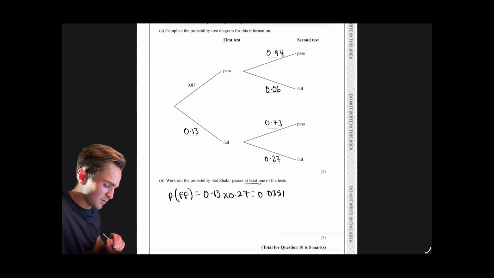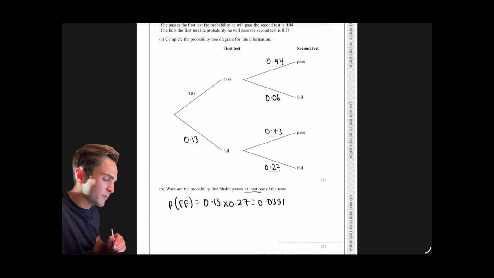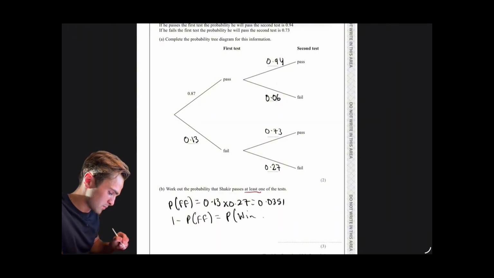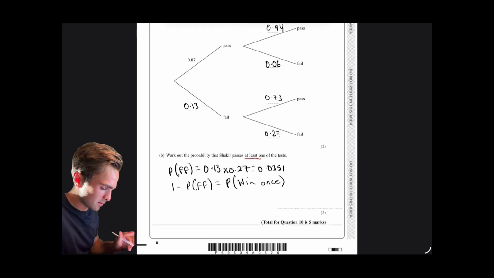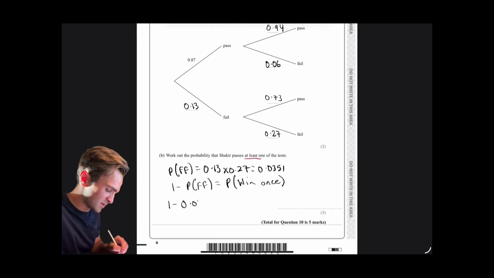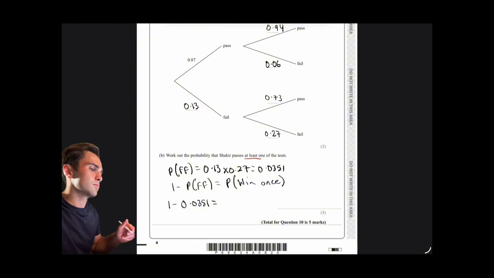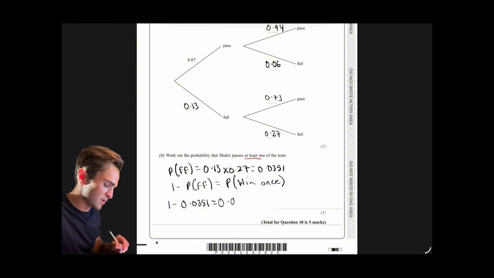So the probability that he passes at least one is 1 minus the probability of failing both. So 1 minus 0.0351 equals 0.9649. So the final answer, 0.9649.